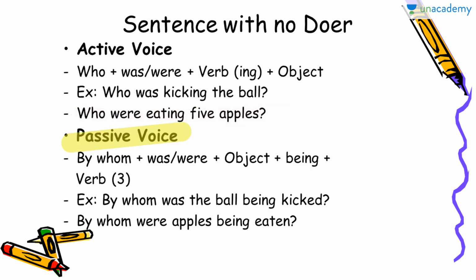In passive voice, the sentence will start with by whom, followed by was or were. Now this was or were will depend upon the number of the object, which is written after was or were, then being, and then verb third form. For example, by whom was the ball being kicked? By whom were apples being eaten? So here was is used because ball is singular, were is used because apples is plural. In this manner, we create sentences in past continuous tense when a question is asked to know who has done the action.